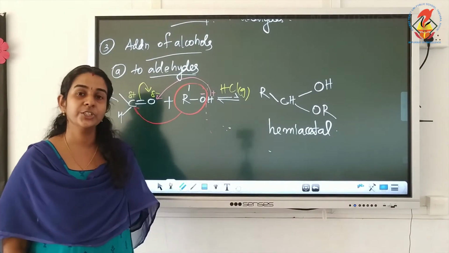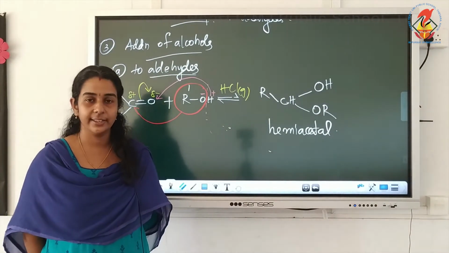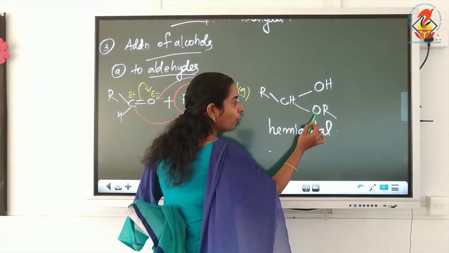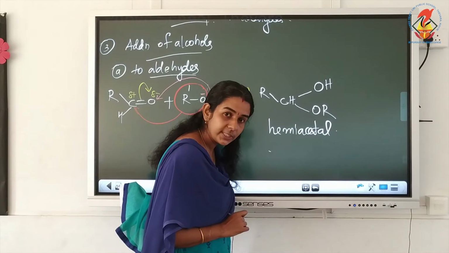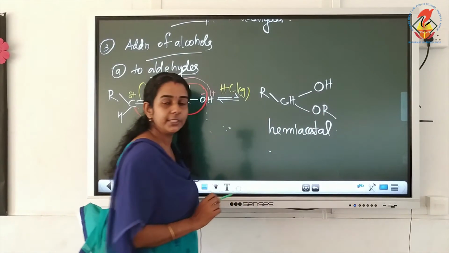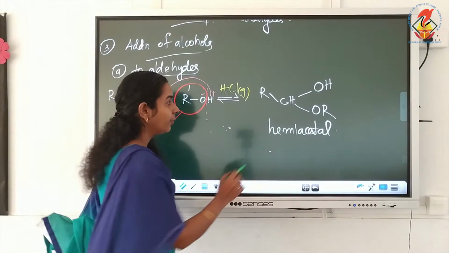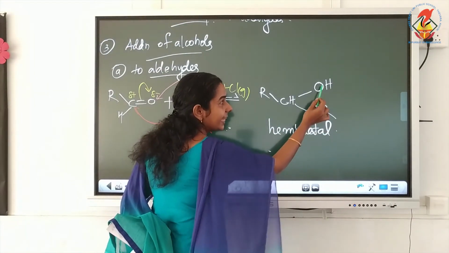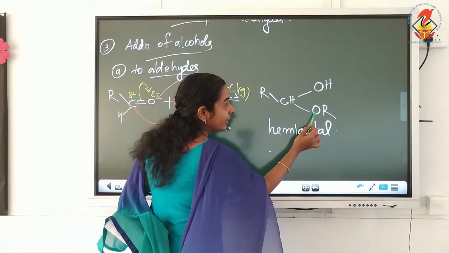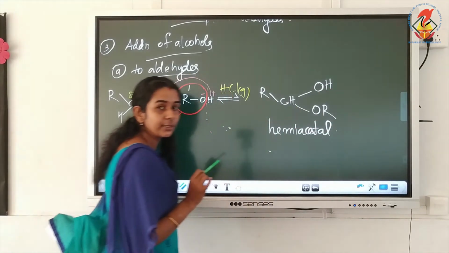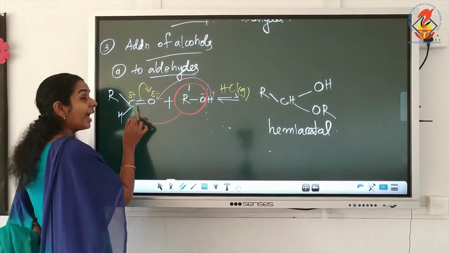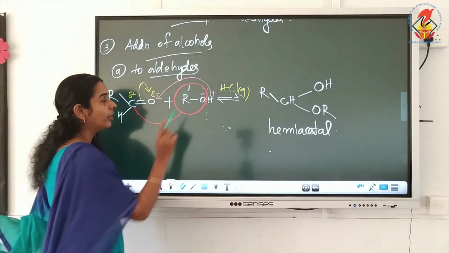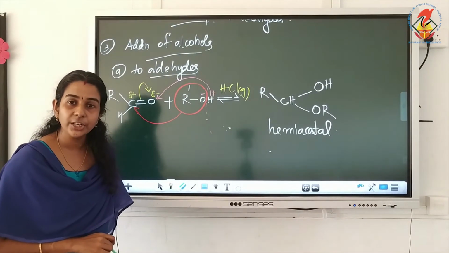So, the next definition is, what are hemiacetals? It is clear from the structure. We know that OR group is known as alkoxy group. OH group is known as alcohol. So, hemiacetals are alkoxy alcohols. Clear? They are alkoxy alcohols formed when an aldehyde reacts with one molecule of alcohol in presence of hydrogen chloride gas.